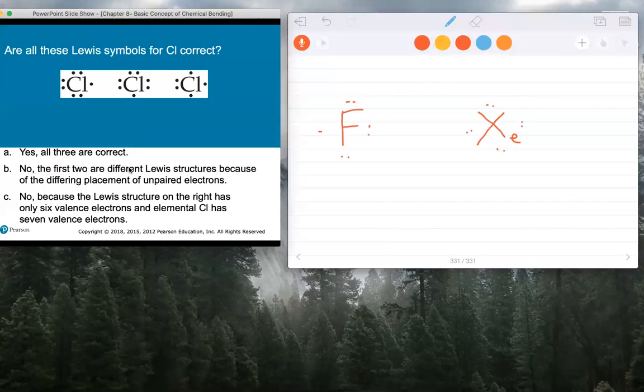You need to understand the concept of dot structures for symbols before we move on to the more advanced dot structures for molecules. We need to understand the atoms first. Which one is wrong? Which one is correct? Are all these correct?